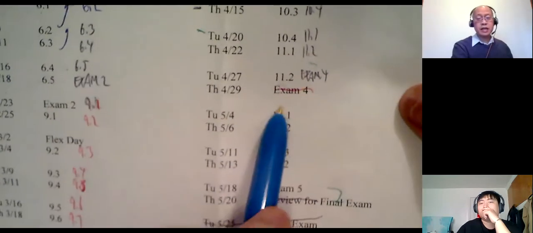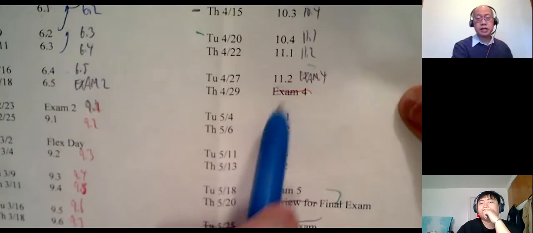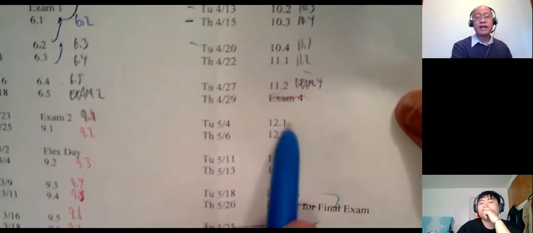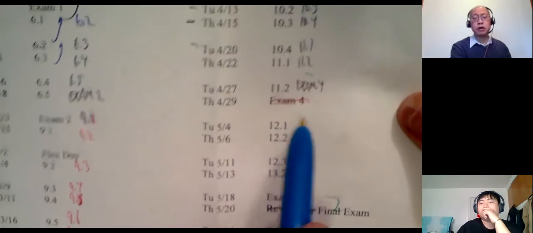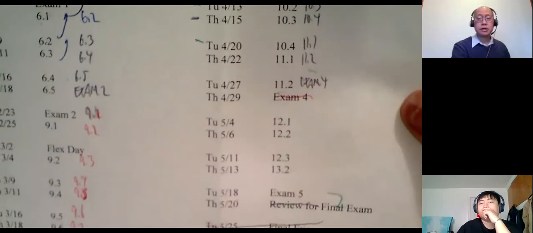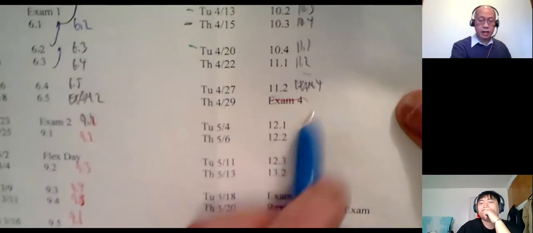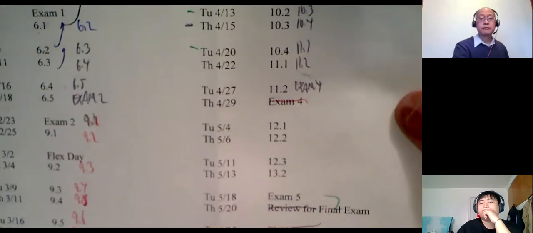Okay. And then after that, the game plan is pretty much, there's only 4 sections left: 12.1, 12.2, 12.3, 13.2. I'm not going to write it quite yet in case something, quote unquote, goes wrong, but I hope nothing goes wrong, but we'll see how it goes. But if everything works according to plan, then again, I'll push everything back up one day. So the exam is next Tuesday.